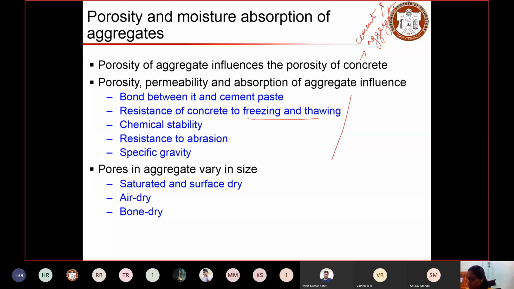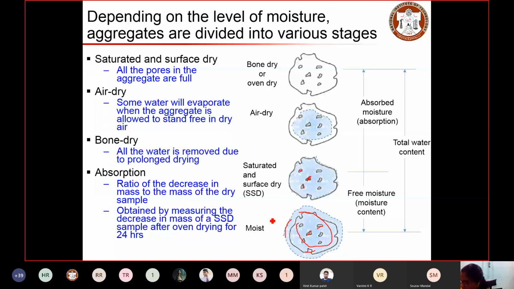So we are starting with the moist condition. In the moist condition, the surface and the pores, everything will be filled with moisture, which is the initial condition that we have. There the surface is also wet and the pores inside are also wet. And then if we talk about the saturated and surface dry condition, the surface is dry and the pores inside are wet, that is, filled by water.